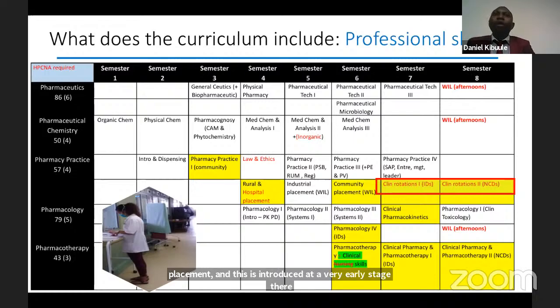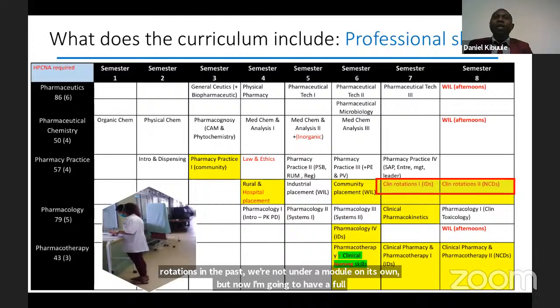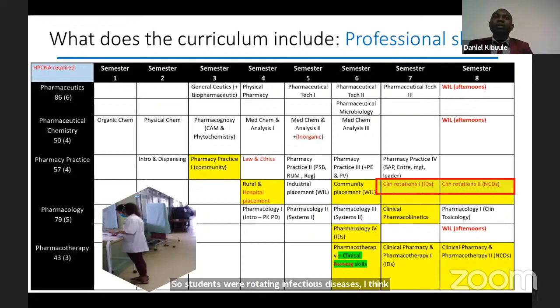Then there's also what we have got there: we have clinical rotations which will focus on infectious diseases and non-communicable diseases. So these rotations in the past were not under a module on its own, but now we are going to have a full module running for a full academic year. So students will rotate in infectious diseases. I think you can see in the picture, one of our students in the infectious diseases ward.